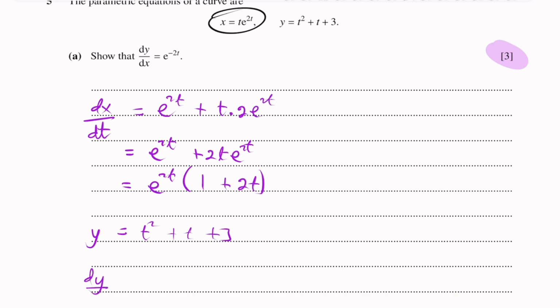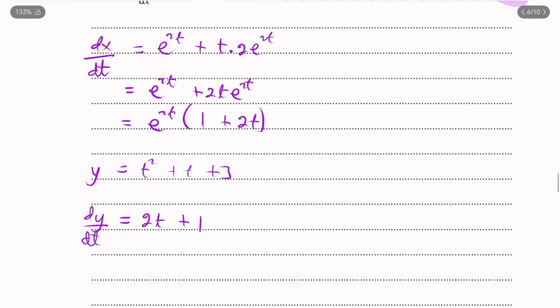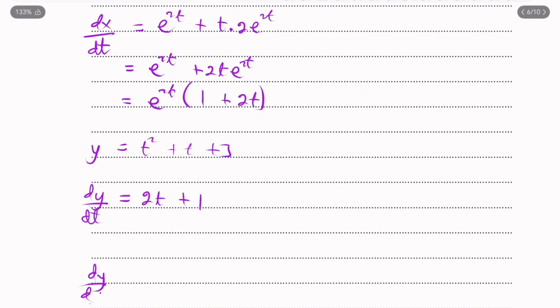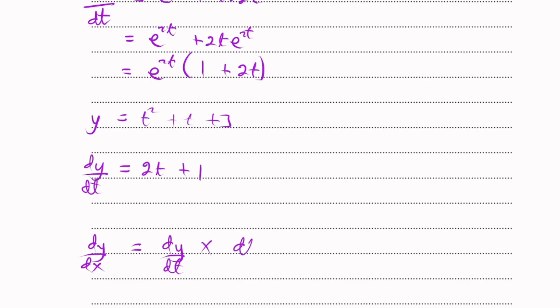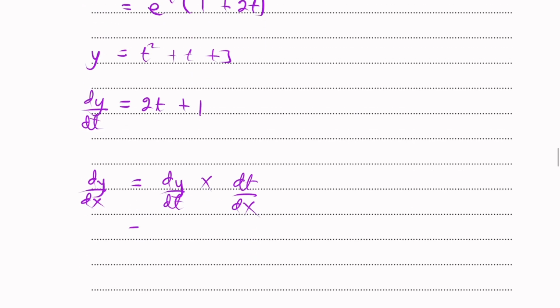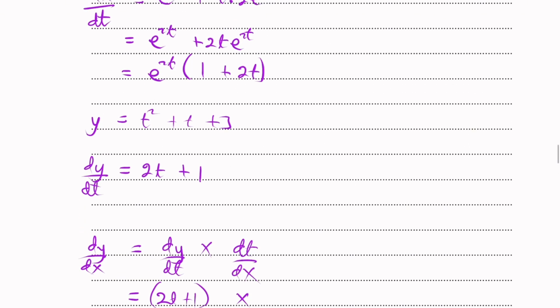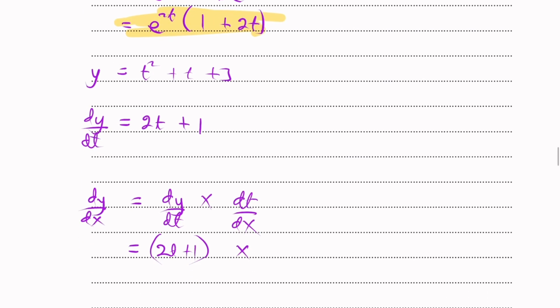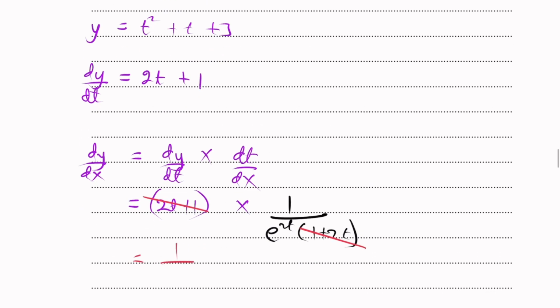We differentiate, and this is 2t plus 1. Oh, I see it. It's good we factor this. So dy/dx is dy/dt times dt/dx, and dy/dt is 2t plus 1 times dt/dx. That means we flip this guy upside down, and that's going to be 1 over this. And the good news is this and that will cancel, so we have 1 over this.